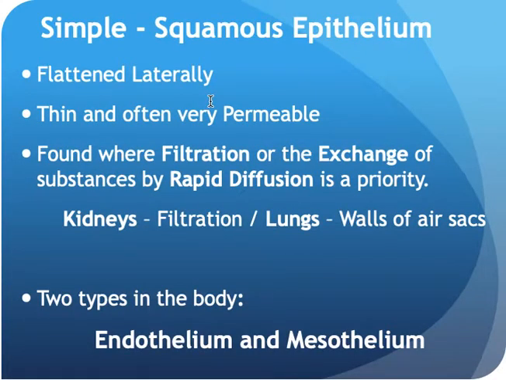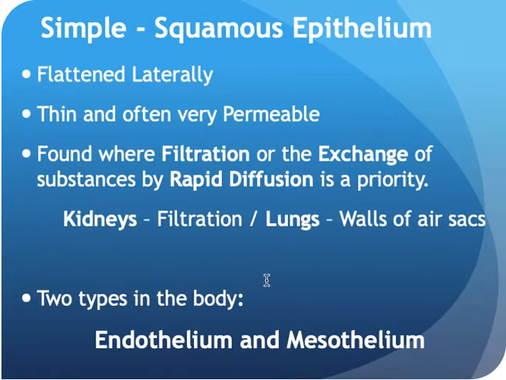So here is our simple squamous epithelium. We want to know where it's found, what the function is, and we want to make sure we can label it. It's flattened laterally, thin and often very permeable, found where filtration or the exchange of substances by rapid diffusion is a priority. Everything that's simple has something to do with filtration, exchange, running things through there and keeping everything safe. Then I can go back to, where do I do those things in the body? My lungs, this is where I bring my air in. My kidneys play a big role in filtration. So this is where those cells are going to be found.